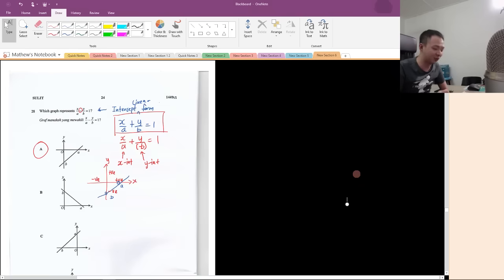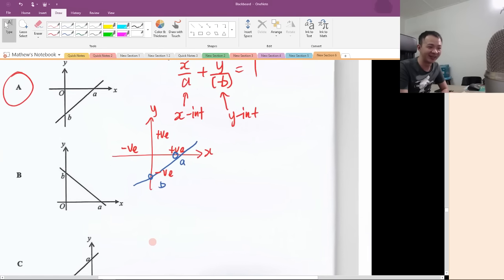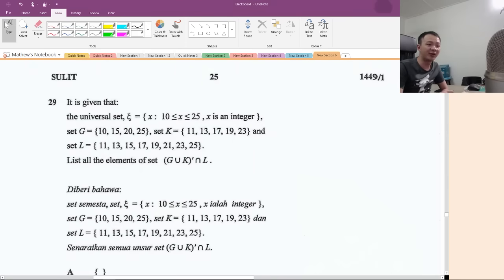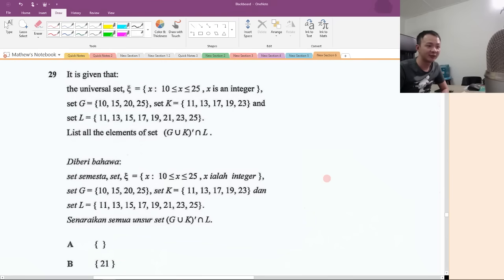So if you still do not understand, then I cannot help you already. Okay, let me move on to the next one. If the 1 is negative, then for the whole equation you will need to multiply by negative to make the 1 become positive, because in the formula the 1 is always positive.